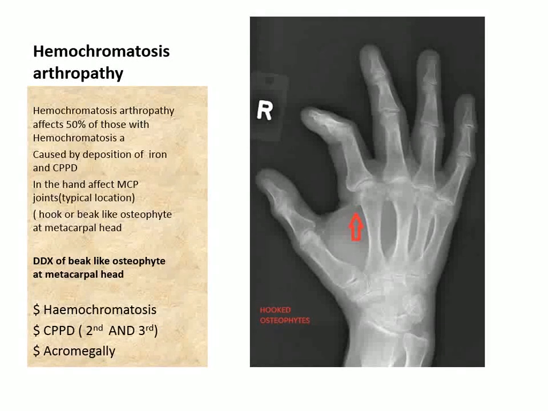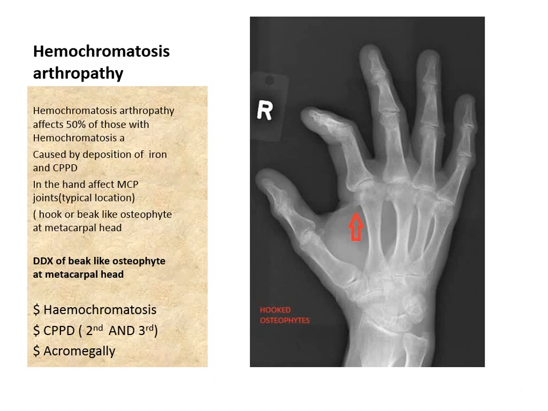First, we have hemochromatosis. Hemochromatosis arthropathy affects 50% of those with hemochromatosis, caused by deposition of iron and calcium pyrophosphate dihydrate crystal disease. In the hand, it affects mainly the metacarpophalangeal joint, mainly the metacarpal head. So there will be a beak or hook-like osteophyte in the metacarpal head.